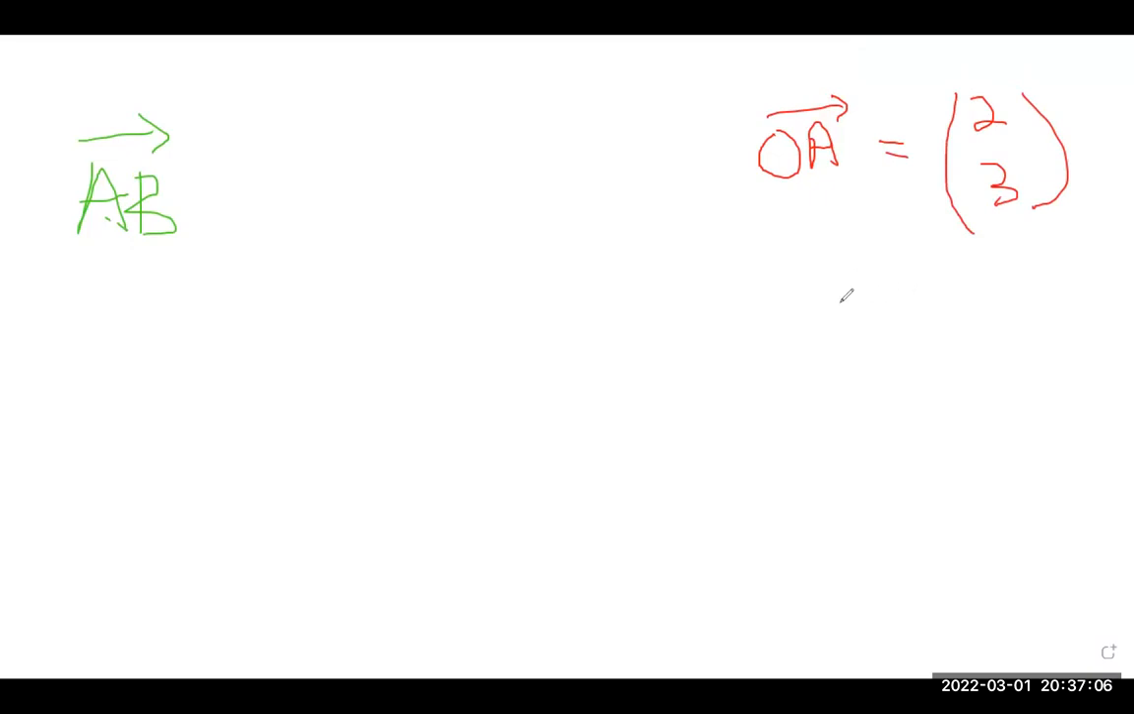Do you understand that? Yes. That yes didn't sound very sure. And then position vector OB, starting from the origin, going towards the point B. This would be, what was it? 1, 5. Correct.